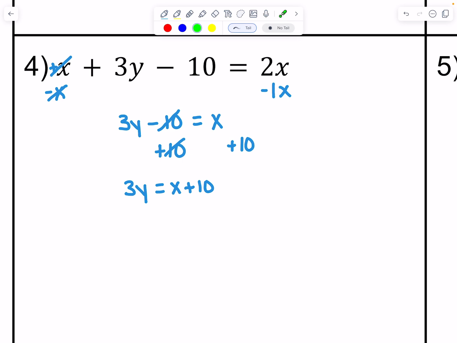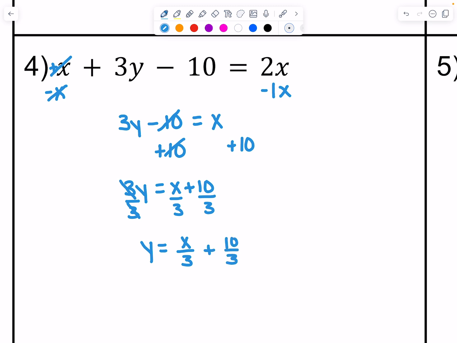And then last but not least, we need to get rid of the number in front of y, which is a positive 3. So let's divide everything by 3, because 3y means that they're multiplying, and the inverse of multiplying is to divide. Then 3 over 3 is just 1, but we normally don't write the 1, it's understood. And then we can write x over 3, we can leave it that way, or I'll show you another way we can write it in just a minute. And then let's just leave the 10 over 3 as well.